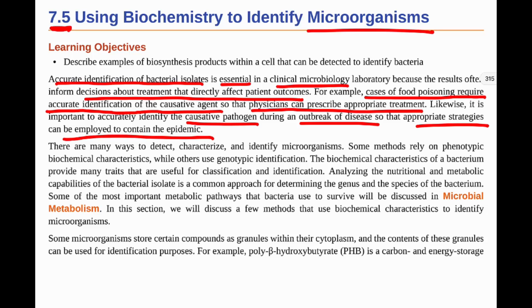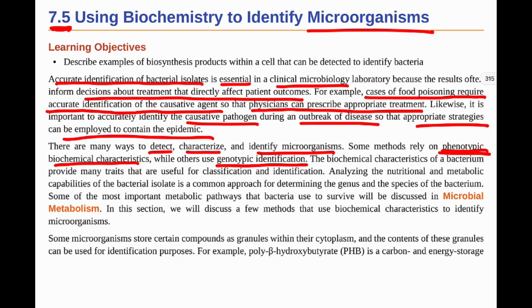So there are many ways to detect, characterize, and identify microorganisms. Some of them rely on phenotypic biochemical characteristics. So phenotypic is what it looks like or what it presents with, not the actual genetic information, but what the genetic information codes for. While others do use that genetic information, so genotypic identification. So looking at either what it's presented with, phenotypic, or genotypic, which are the actual genes.